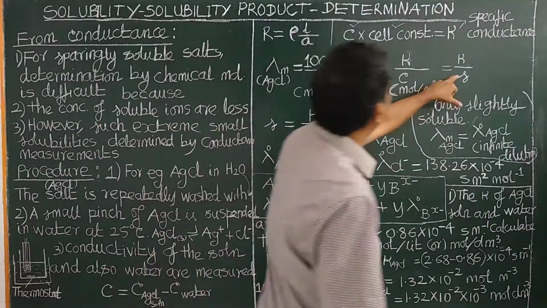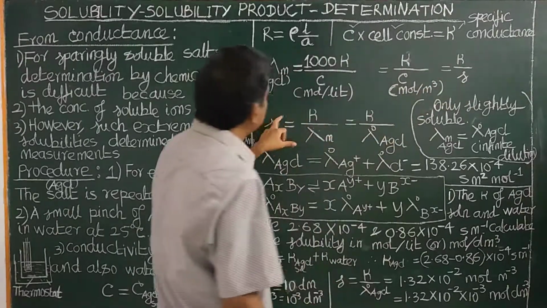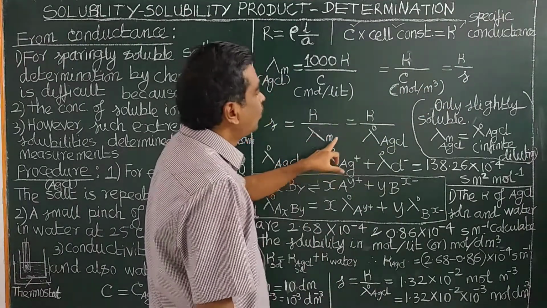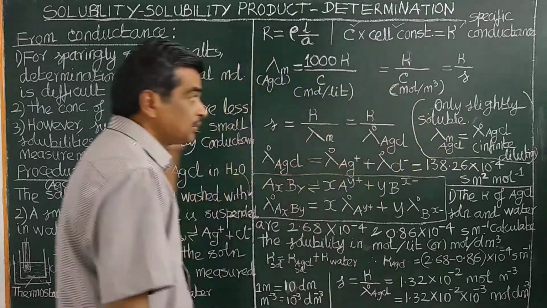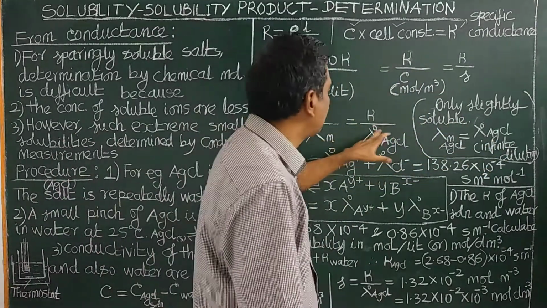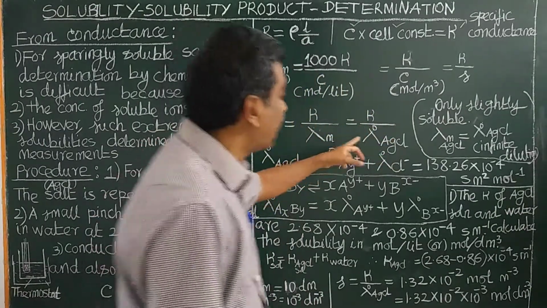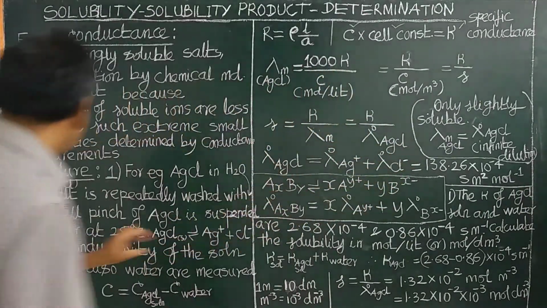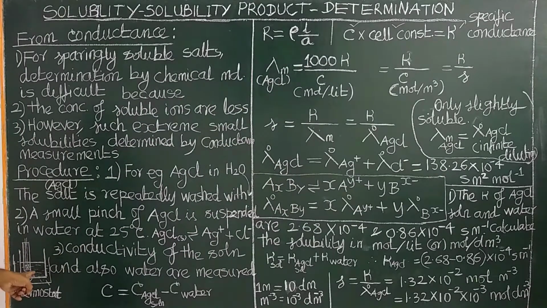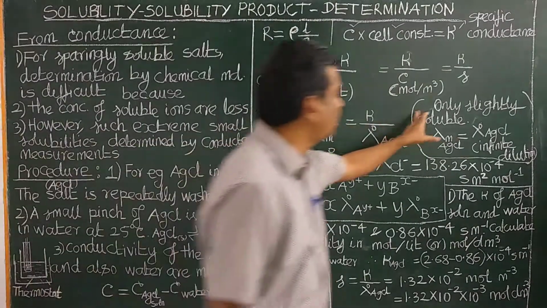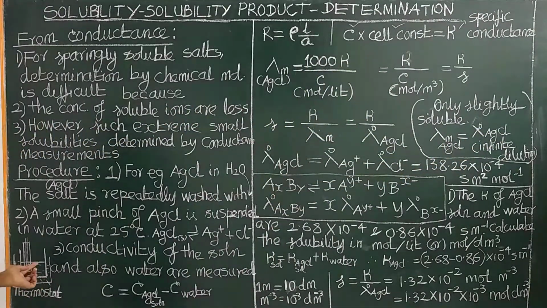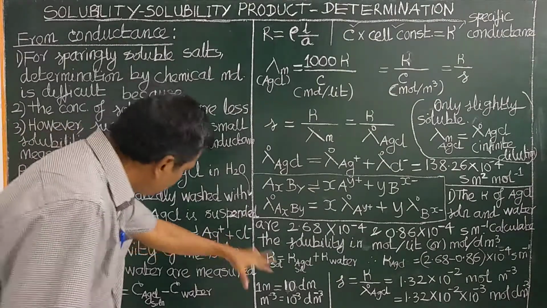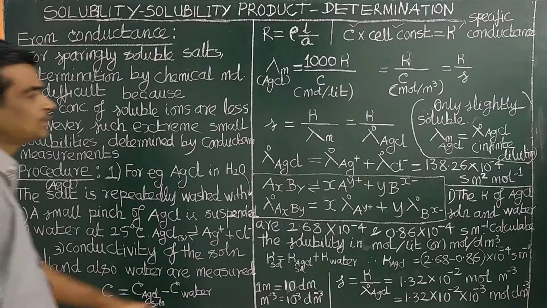Therefore, on interchanging, you will get S equal to kappa by lambda m. Now, lambda m equal to lambda naught AgCl. What is lambda naught AgCl? We have seen earlier, lambda naught AgCl is the molar conductance or equivalent conductance at infinite dilution. Here, the salt is sparingly soluble, only slightly soluble. Therefore, it is like a very dilute solution, because only very few Ag plus and Cl minus ions are present.